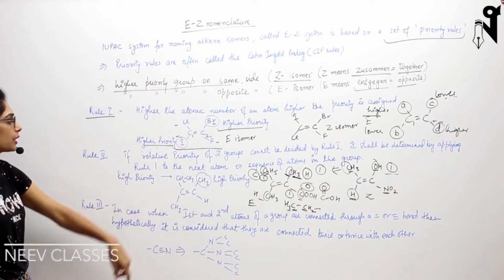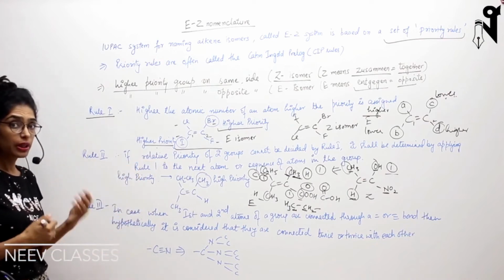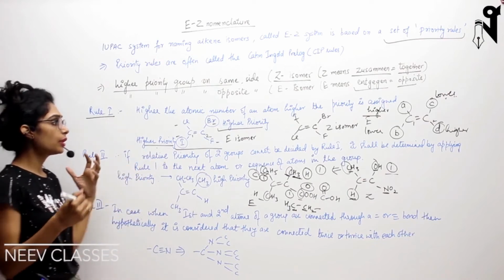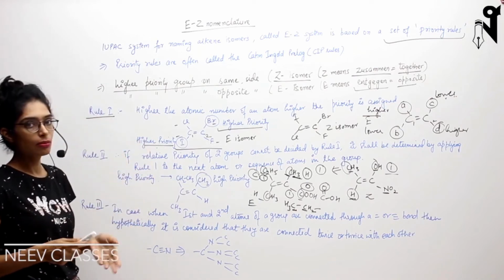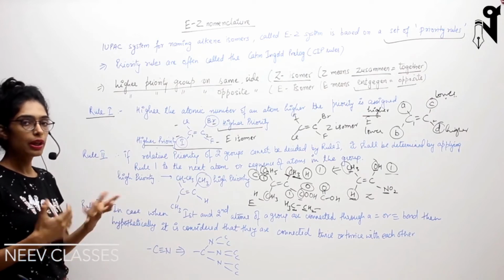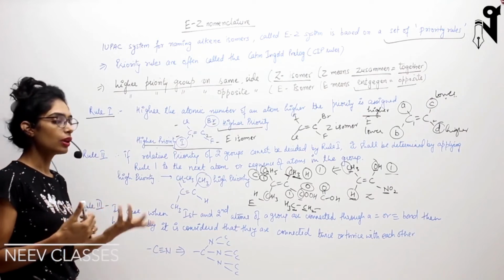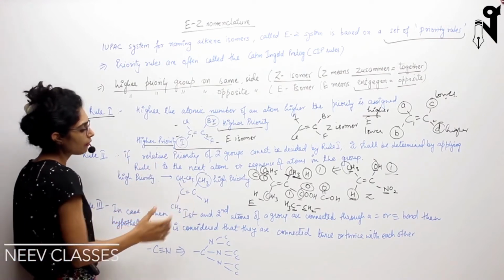So the same rule I have written over here. If the relative priority of two groups cannot be compared because the direct attachment of the atom is same, in that case we will go to the next atom or next sequence of atoms, and then we will decide which has the higher atomic number, and accordingly we will give priority 1 or priority 2, or higher priority or lower priority.